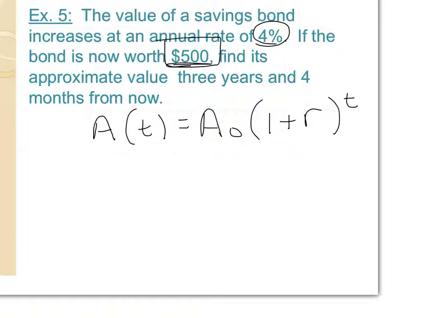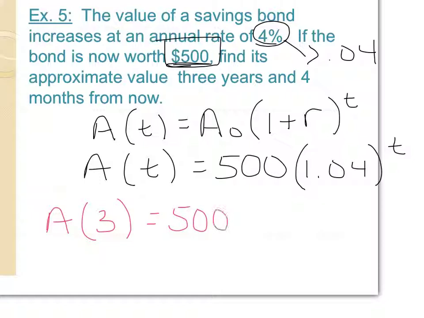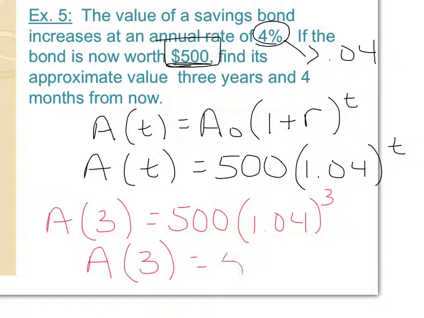So this is where we're going to start with. I'm just going to call that A0. So then I have the equation A of t is 500 times, this becomes 0.04, so that's 1.04 to the t power. Now, 3 years from now is just A of 3. So it's 500 times 1.04 to the third. And A of 3, you should get on your calculator $562.43. And that would be your final answer.